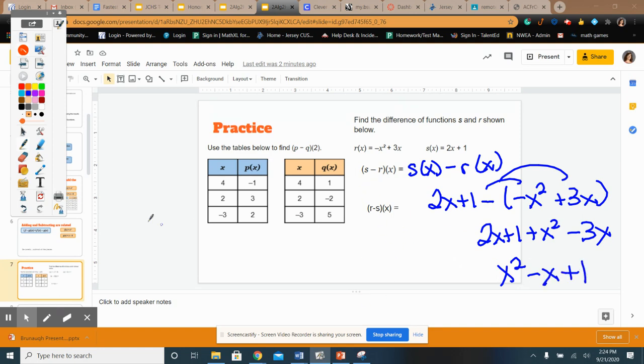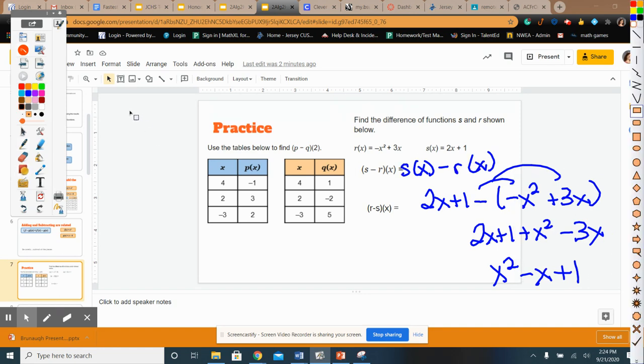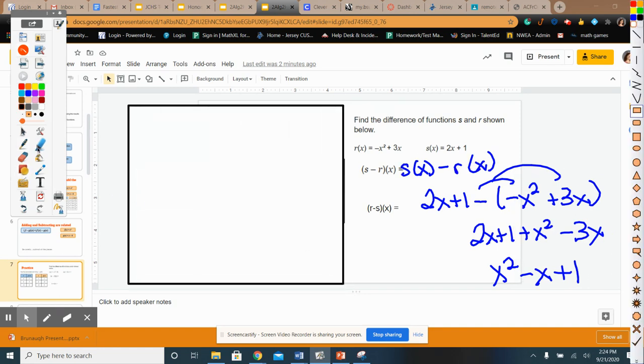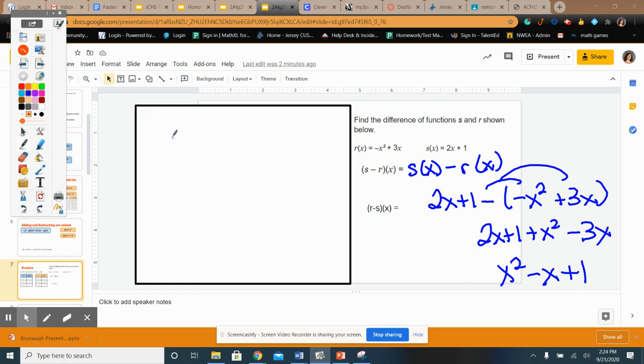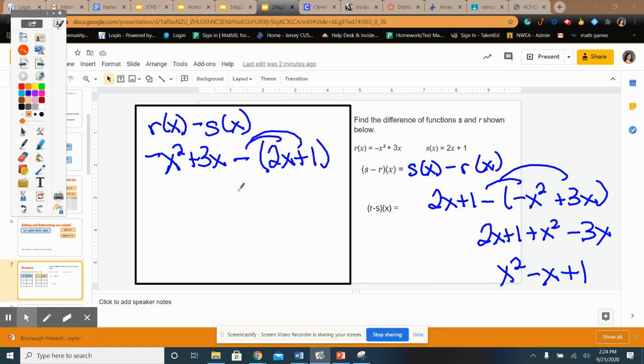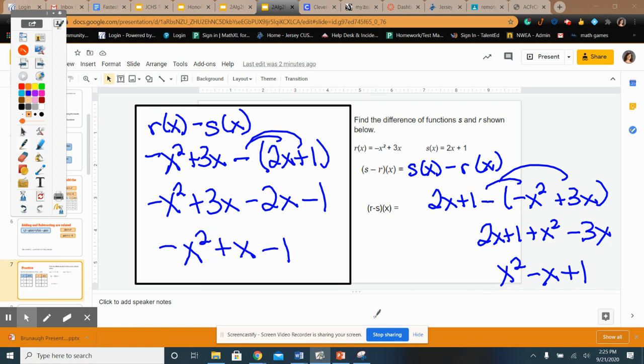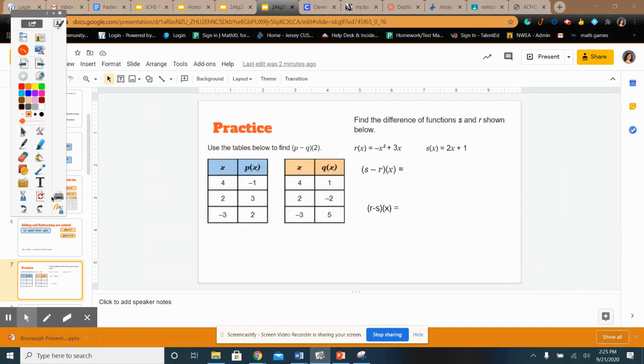That is the rule. What if you do r minus s of x? Are you going to get the same answer? Well, we shouldn't because it's not commutative, but let's see what happens. R of x minus s of x, because that is what this means. R of x is -x squared plus 3x minus, in parentheses, the 2x plus 1, because we need to remember to subtract all the pieces. -x squared plus 3x minus 2x minus 1 gives -x squared plus x minus 1, and they are definitely different. So that's some practice with subtraction.